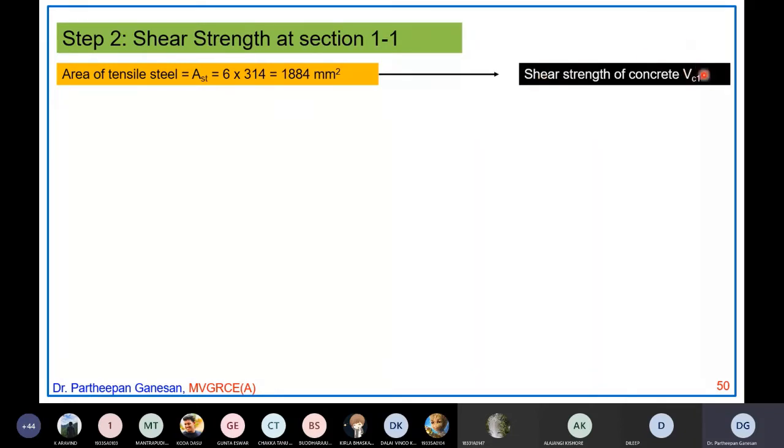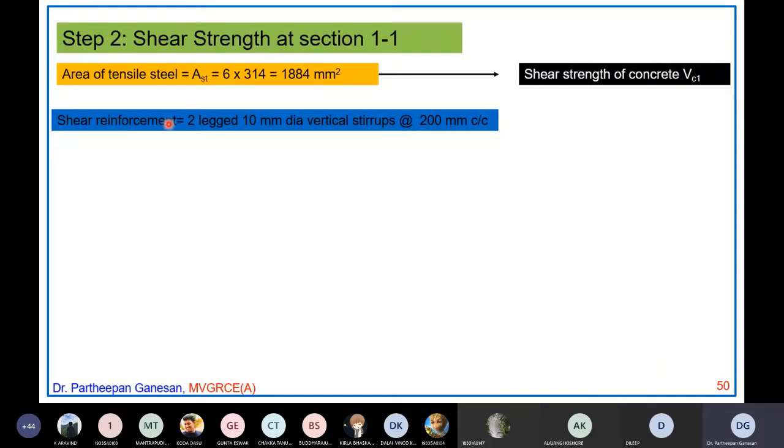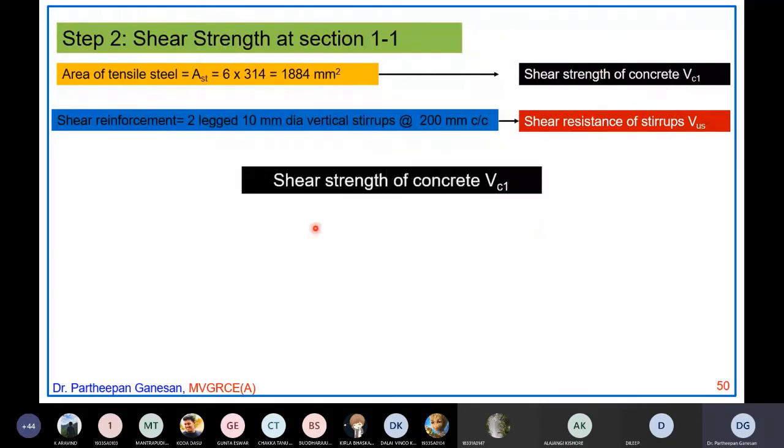VC1 is equal to tau C into BD, right? So I can get the shear strength of concrete alone. Then I have a shear reinforcement at section 1: 2-leg 10 mm dia vertical stirrups at 200 mm center to center. So I can find out the shear resistance of the vertical stirrup, VUS. So at section 1 only these two are there. If we add these two values, I will get the shear strength. So first I am going to find out the design shear strength of concrete, VC1.